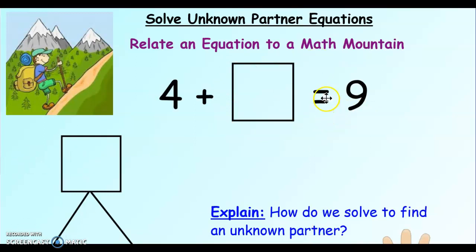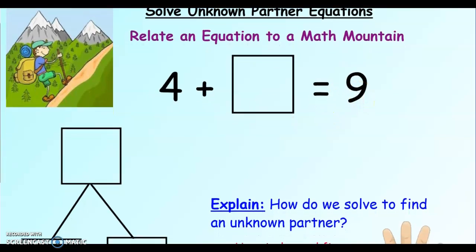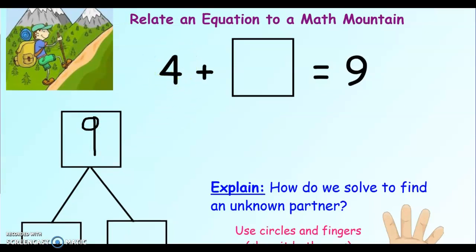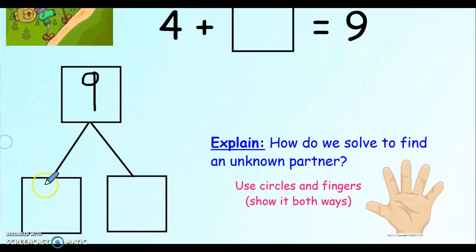So remember, this is coming after the equal sign. That's the total. And where does the total go in the math mountain? Yep, it goes at the top. So if 9 is the total, the other number that it gives us is the number 4, and that is one of our partners, so we're going to put that into the bottom of the math mountain.